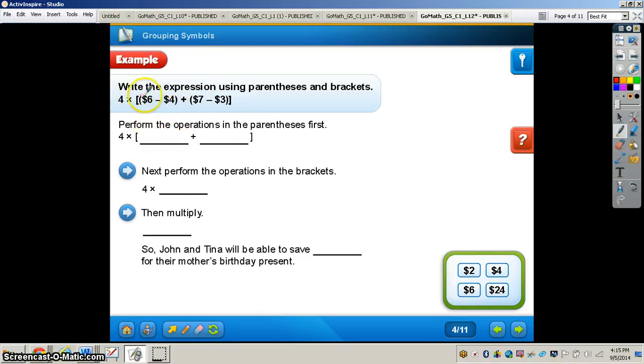Okay, so if we have 4 times $6 minus $4 plus $7 minus $3, what we need to do is perform the operations in parentheses first. So $6 minus $4 is going to give me $2, plus $7 minus $3 giving me $4. Next, we have those parentheses, pretty much figure that the parentheses are eliminated, but we still have the brackets now. So we have 4 plus 2, doing that in the brackets still. 4 plus 2 obviously will give me $6. All right, then we can multiply. We have 4 times 6, going to give us $24.